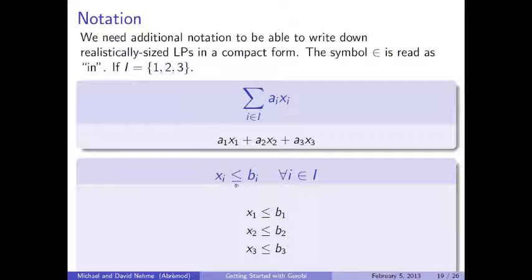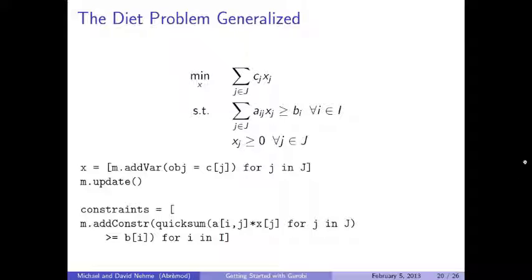So in this case, xi less than or equal to bi is going to translate into a separate constraint for i equaling 1, 2, and 3. So this allows us to write down large sets of constraints that all have the same general form. It allows us to write down large sets of constraints all in one shot. So let's apply this notation to generalize the diet problem.